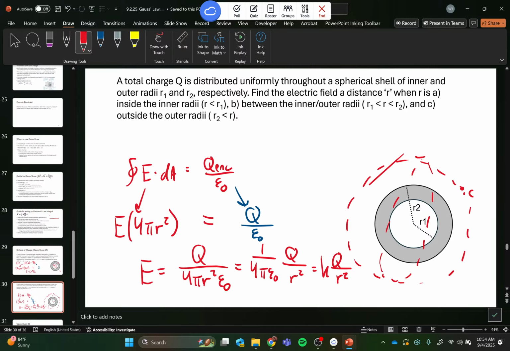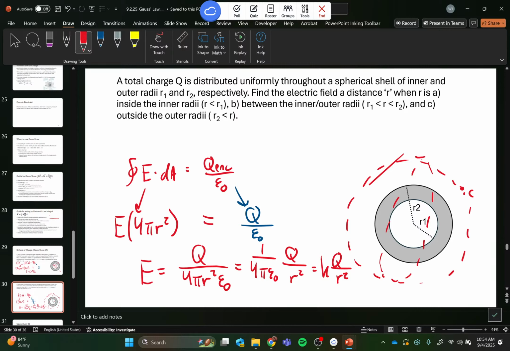You can actually use Gauss's law to prove Coulomb's law. They go back and forth. That's a valid answer. Okay, Q over r squared is the answer. Yep, they're the exact same thing. K is 1 over 4 pi epsilon naught. All right, now let's do the unpleasant one after I answer this question.